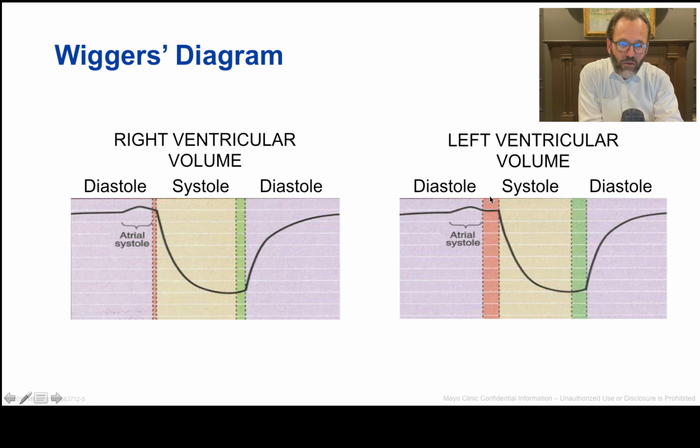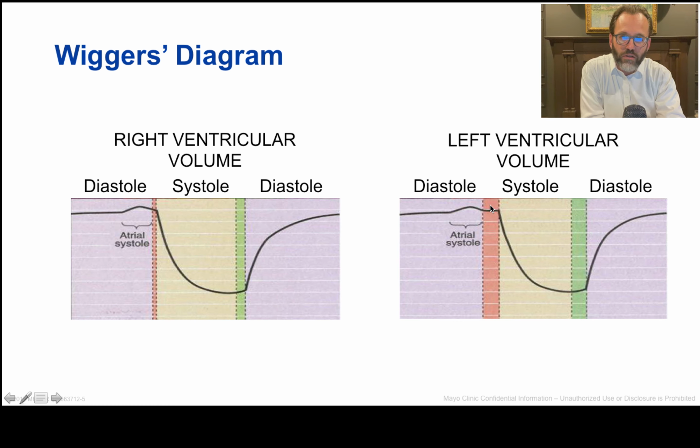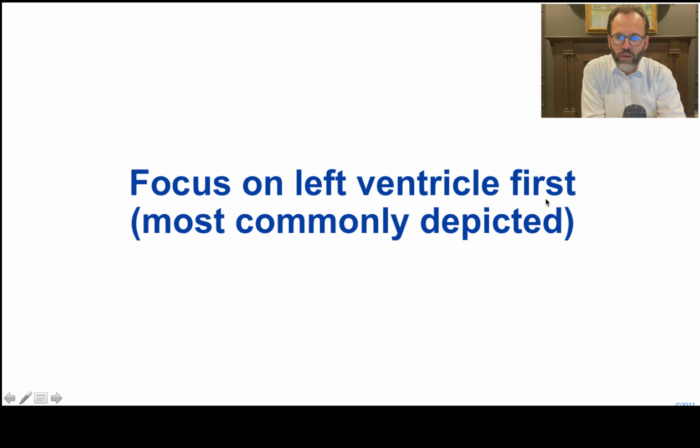Whereas on the left side of the heart, it requires the generation of a substantially greater amount of pressure in order to overcome the amount of pressure that is in the aorta and subsequently result in ejection of blood out into the systemic circulation. And so we have longer periods of both isovolumetric contraction as well as isovolumetric relaxation, because it will subsequently take a longer period of time for that tension within the ventricular wall to dissipate.